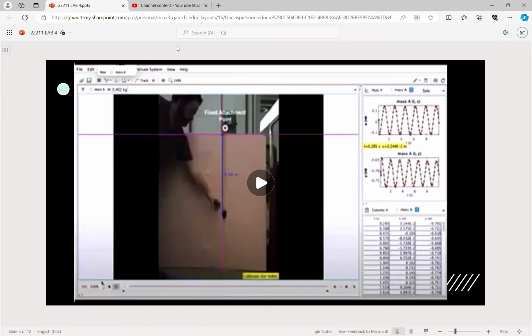And this is our video. It was the video we were all given, and then I used it through Tracker to get our data, which we're going to go into right now.